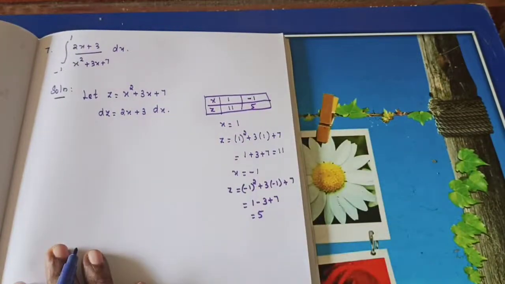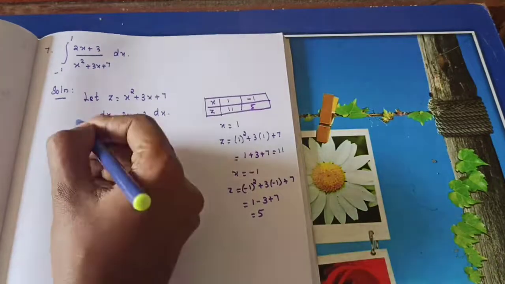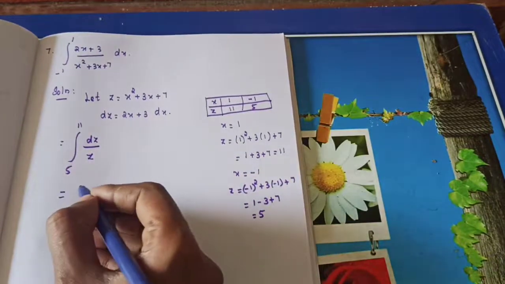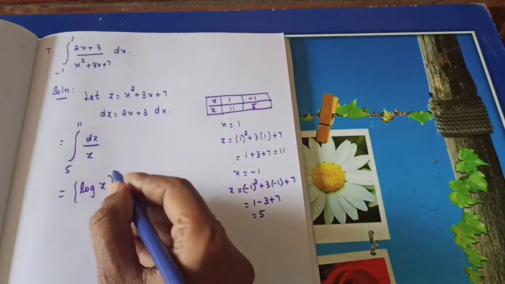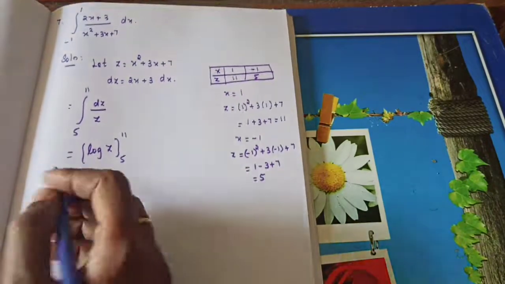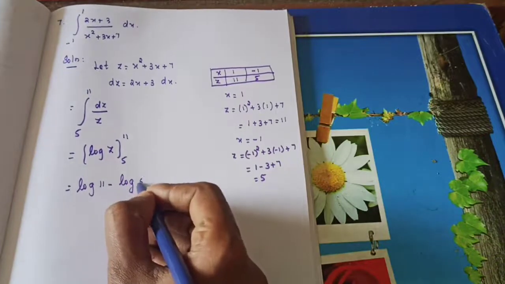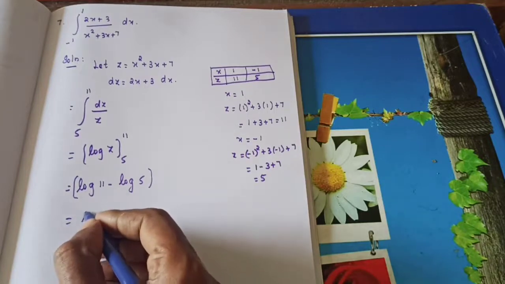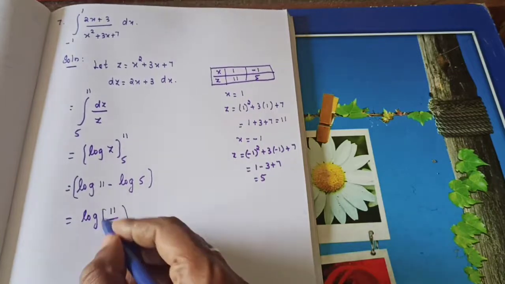So now you got the new limit. So apply the new limit. So that's equal to integral of 5 to 11 dz by z. So what's the integral of dz by z? Log z. Is it right? So log z, the limit is 5 to 11. Now apply the limit. Log 11 minus log 5. So what is log a minus log b? Log a by b. So log of 11 by 5. This is the required answer.